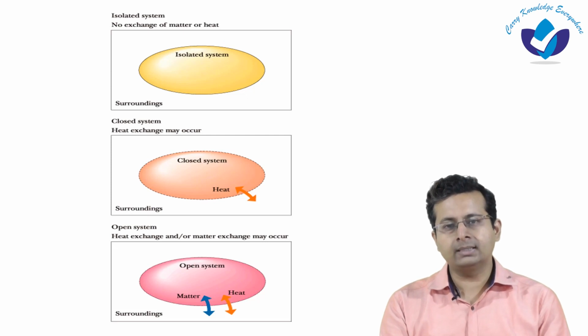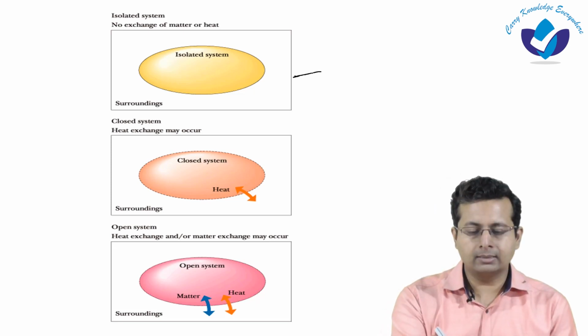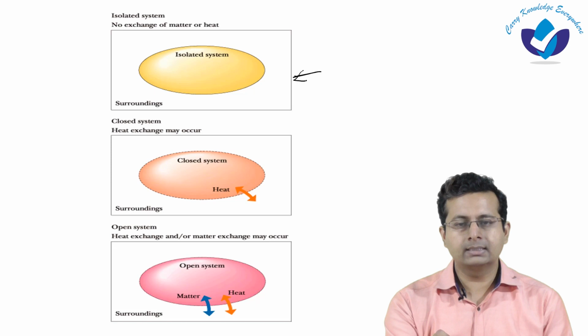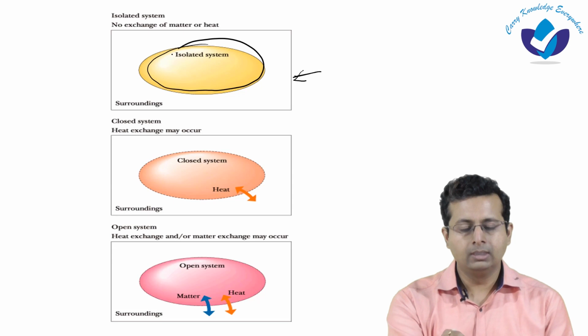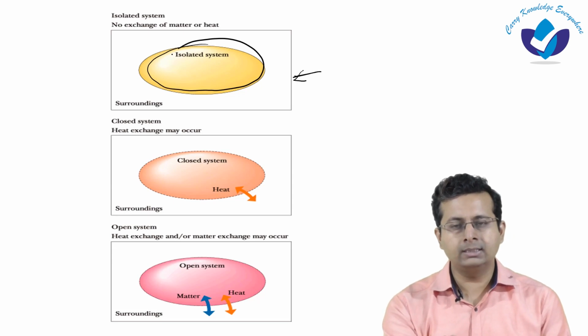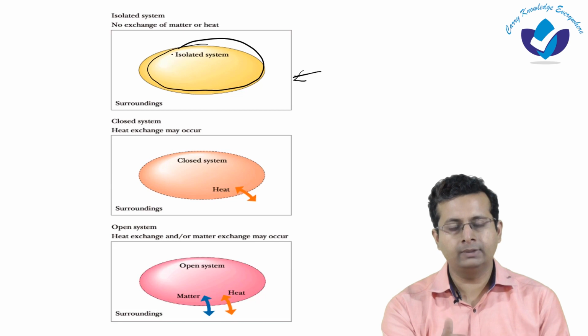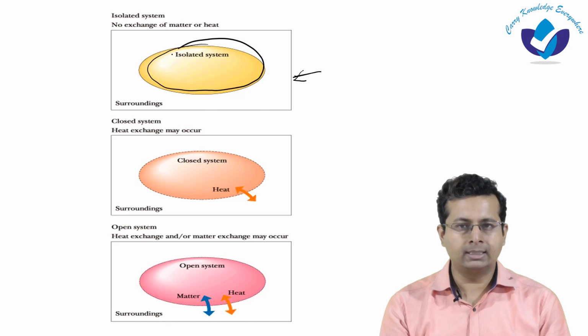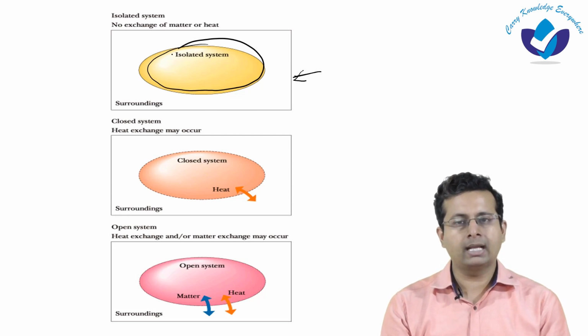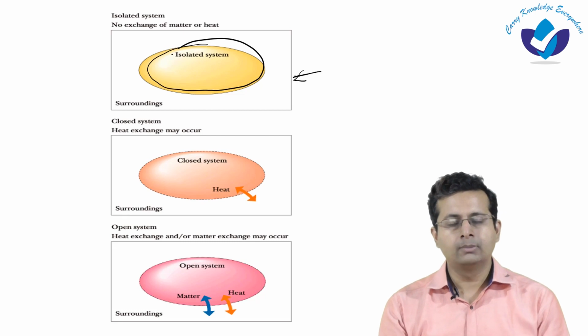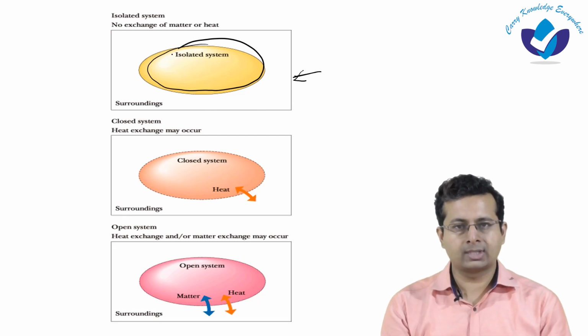So to represent it in a graphical way, it is represented like this. This is the isolated system, in which there is no exchange of energy, neither is there exchange of matter with the surrounding, and it is called an isolated system. The second one is the closed system, in which there is only energy exchange with the surrounding and the matter is never exchanged between the system and its surroundings.